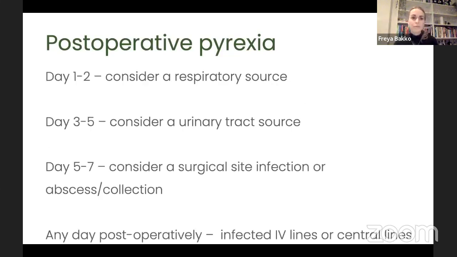As a rule of thumb, in days 1 to 2, you want to consider a respiratory source. It's quite unlikely to get abscess formation or infection of a wound this close to surgery. In days 3 to 5, you might consider a urinary tract source, and days 5 to 7, consider infections of the surgical sites or deeper abscess or collection formations. This is quite a gross rule of thumb, but it makes it a bit easier to identify possible causes.